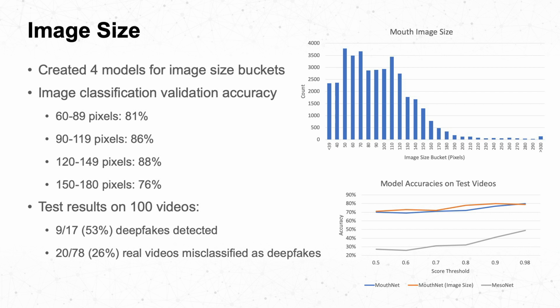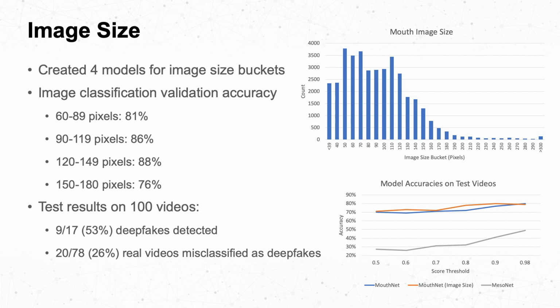As you can see, we are getting a fairly sizable bump in our accuracy simply by taking into account the image size. The one thing I do want to note is that for the bucket from 150 to 180 pixels, the reason that accuracy actually dropped was that was the bucket that we had by far the least amount of training samples available for. Because of that, I think that accounts for the drop in accuracy for that image bucket.